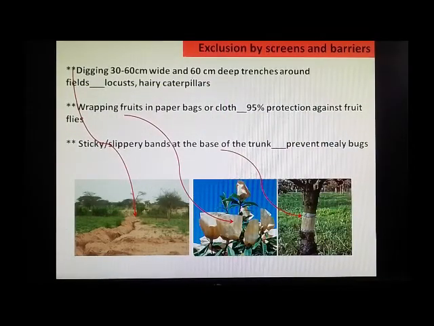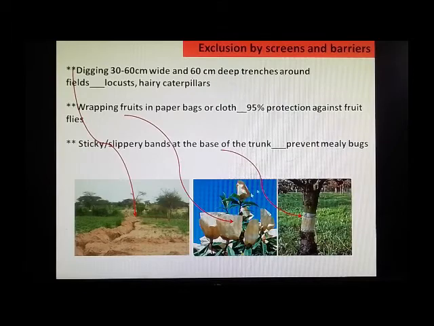And then exclusion of insects by screens and barriers. So the first example is very common and is known to you probably, that digging of 30 to 60 centimeter wide and 60 centimeter deep trenches in the field, around the field, is very useful for protecting the field from moving bands of locusts as well as hairy caterpillars.